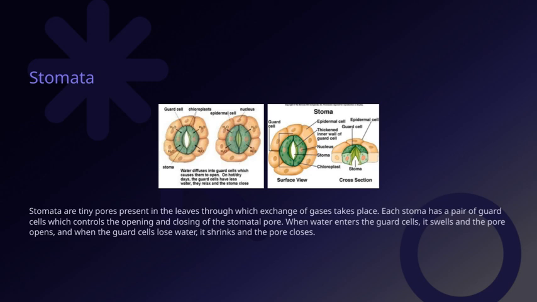This regulation helps the plant manage water loss and maintain a balance between gas exchange and hydration. So, in the bigger picture, stomata are essential for the plant's survival and efficiency in photosynthesis, linking water regulation with gas exchange in a seamless way.